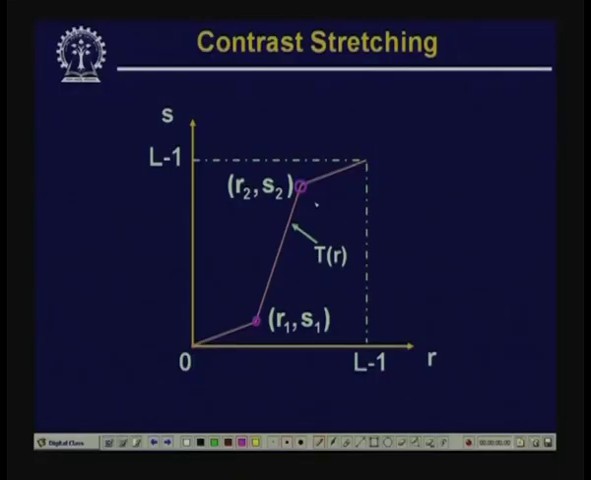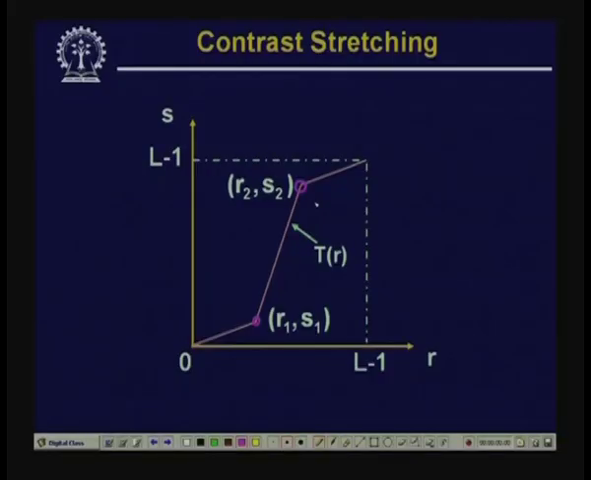If I go to the other extreme and make R1 equal to R2, with S1 equal to 0 and S2 equal to L minus 1, then that leads to a thresholding operation. The corresponding transformation generates a binary image as the processed image. Now, for enhancement operation, what is usually used is R1 less than R2 and S1 less than S2, which gives us a transformation function as given in this particular figure. And this transformation function generally leads to image enhancement.